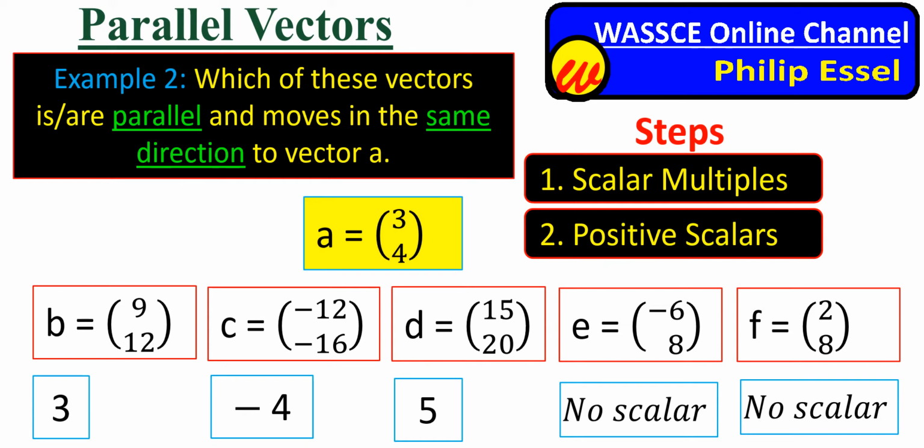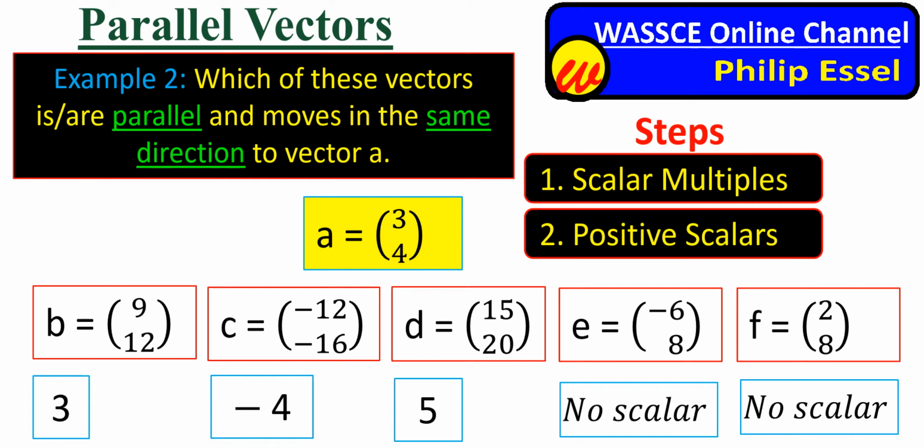If you have a negative scalar, what it means is that you might move in parallel with the vector A, but you are not moving in the same direction as the vector A. So let's look at that. We would start with the vector B.